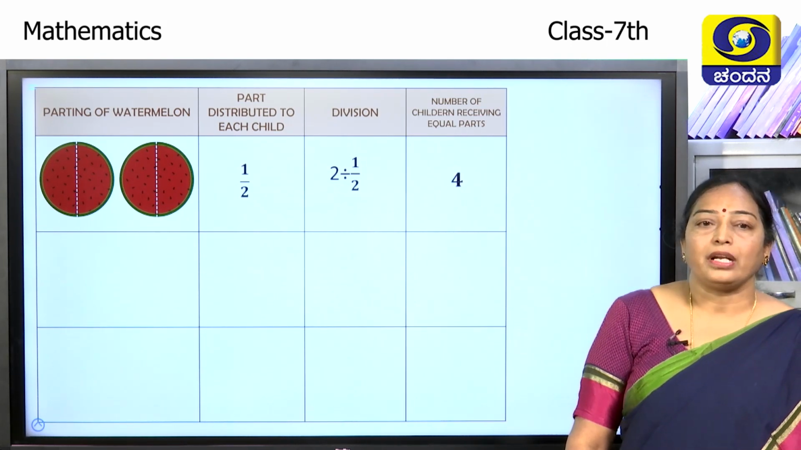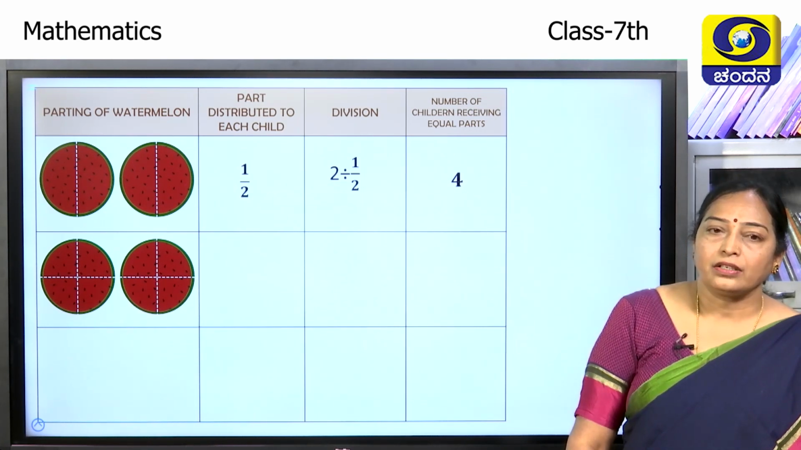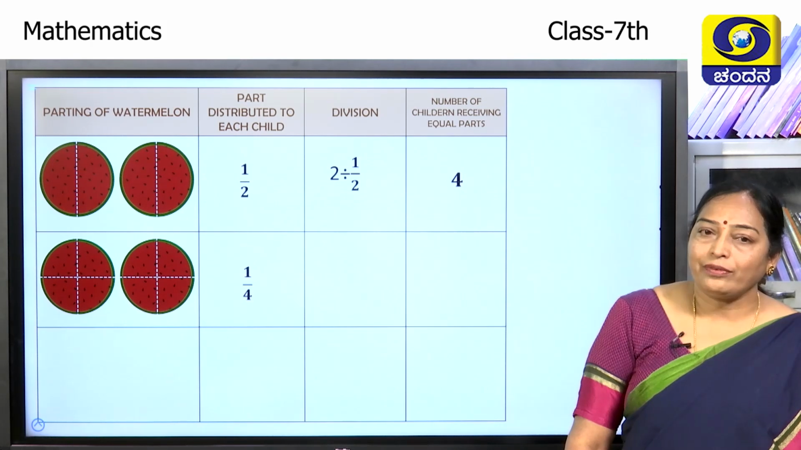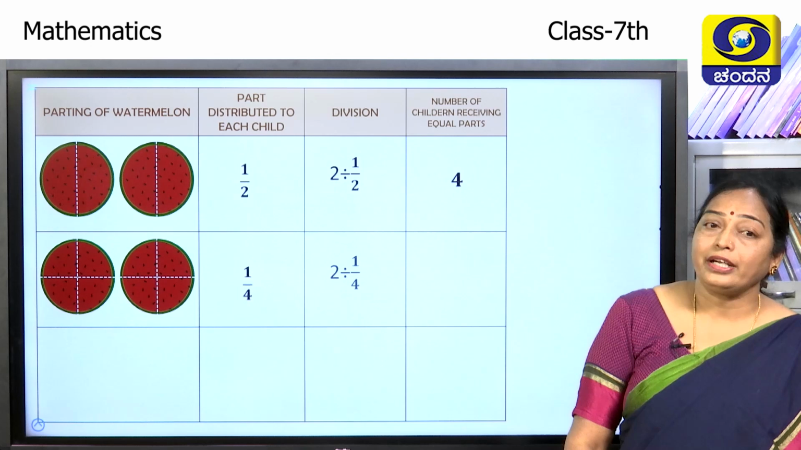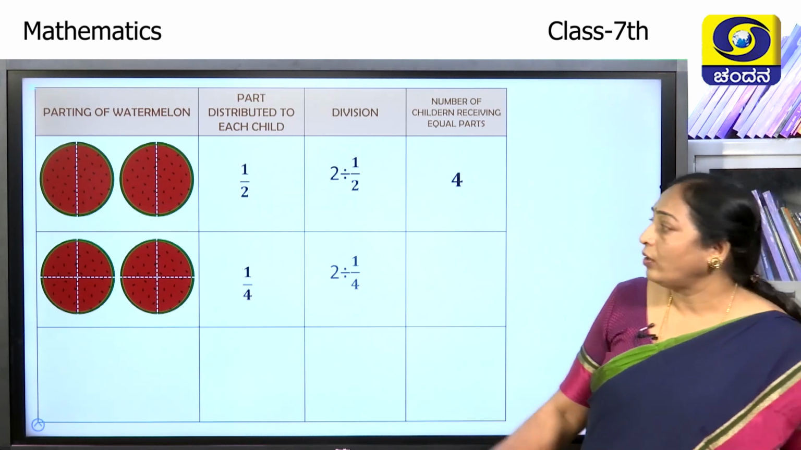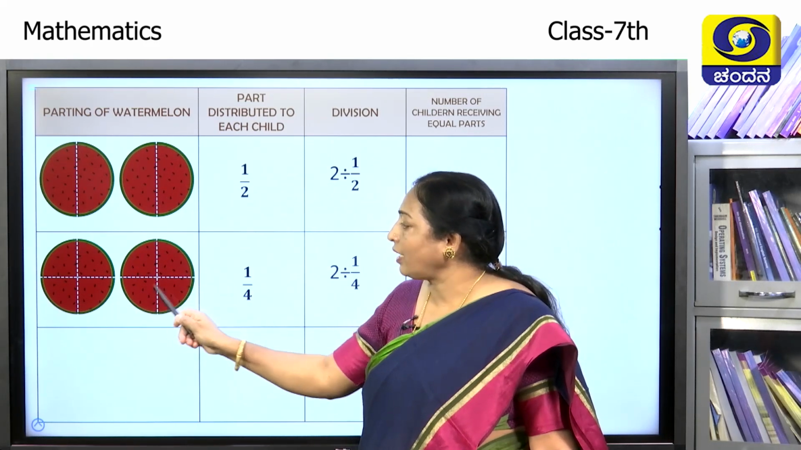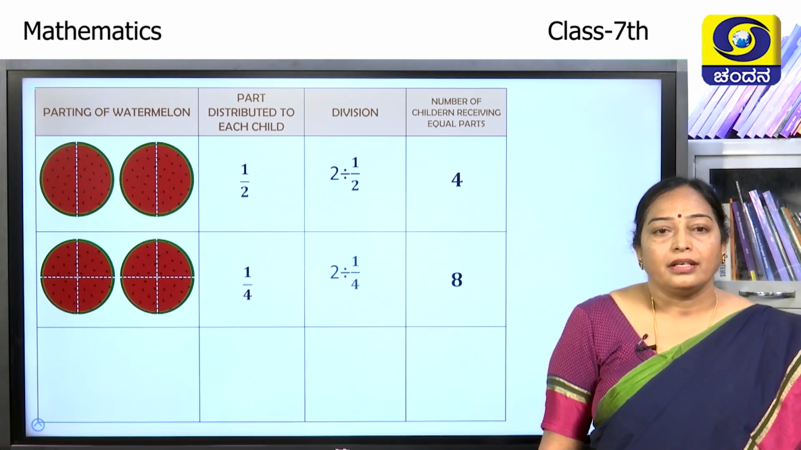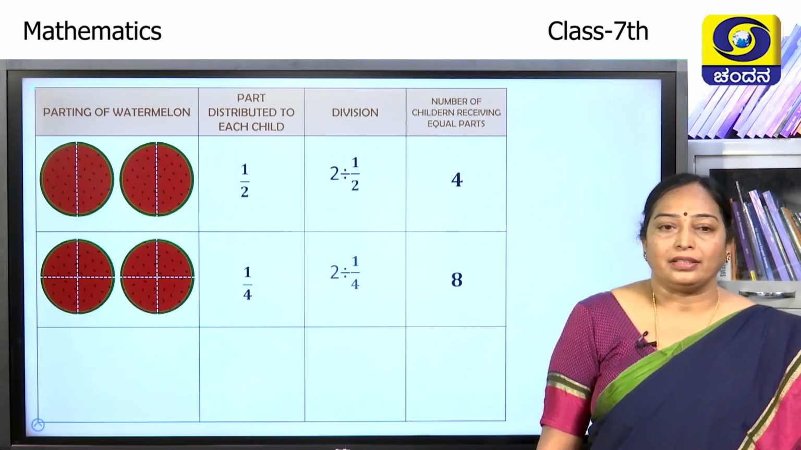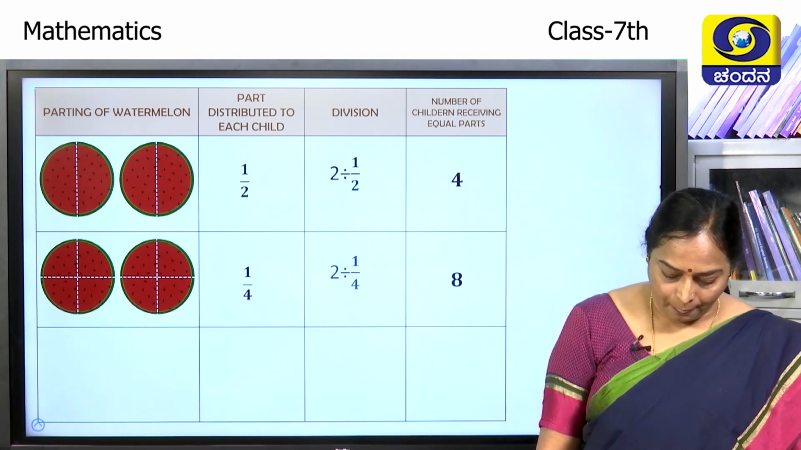If we divide the watermelon into quarters, each child gets quarter parts. 2 divided by quarter, how many children will get quarter parts equally? 1, 2, 3, 4, 5, 6, 7, 8. 8 children will get quarter parts equally.